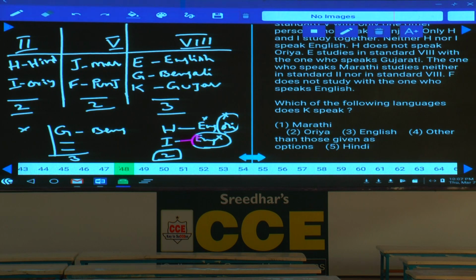Then question number 48. Which of the following languages does K speak? Now K speaks Gujarati, that is other than the options given, that is choice 4.